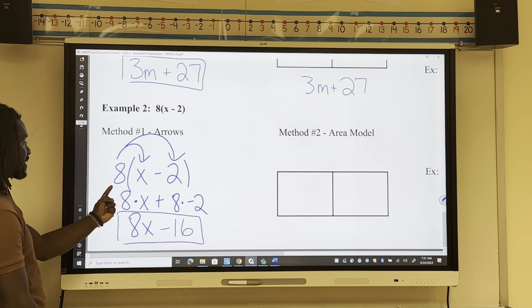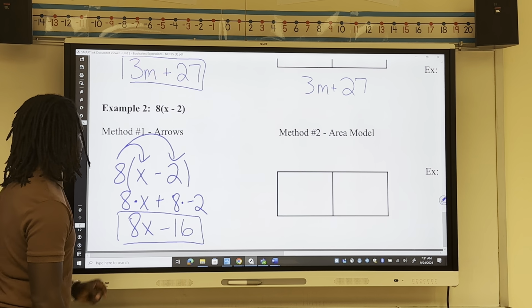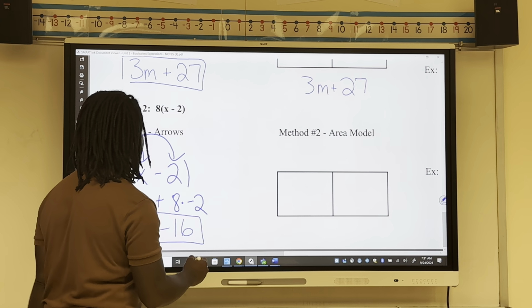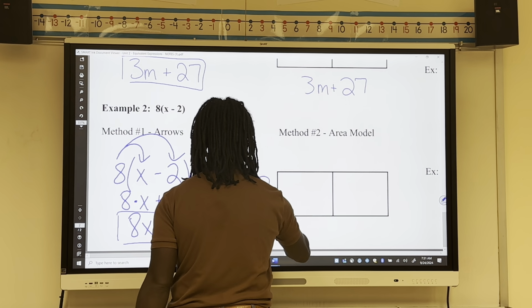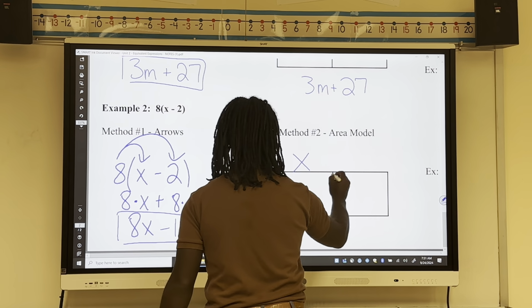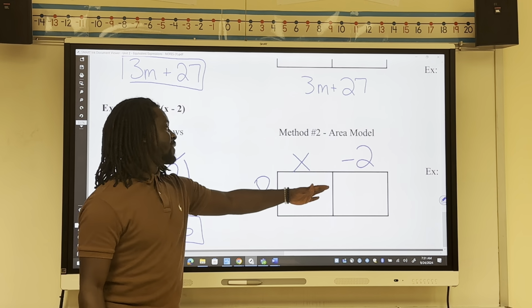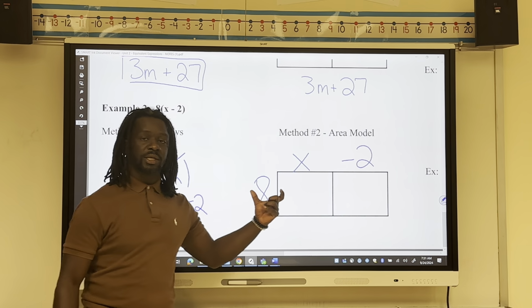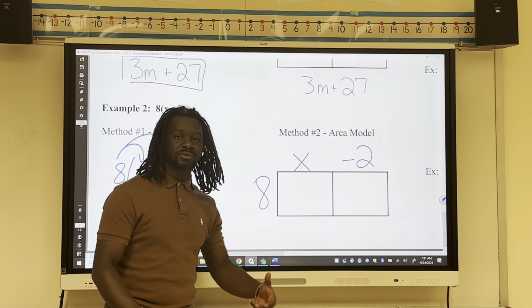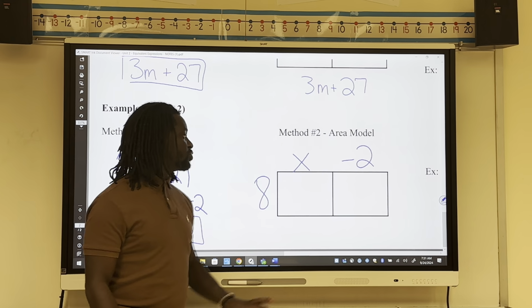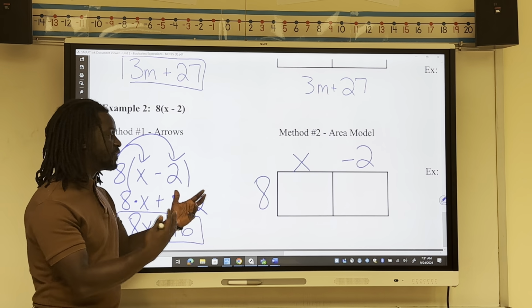So again, I multiply the 8 times the x and the 8 times the negative 2, okay? Now, let me demonstrate this using an area model, all right? So we got 8, and we got x, then we got minus 2. Okay, obviously when we were looking at the area model, there is no negative 2 dimension, okay? So just think about the negative 2 in terms of like take away 2, okay? But usually with area, there's no negative dimension, all right?